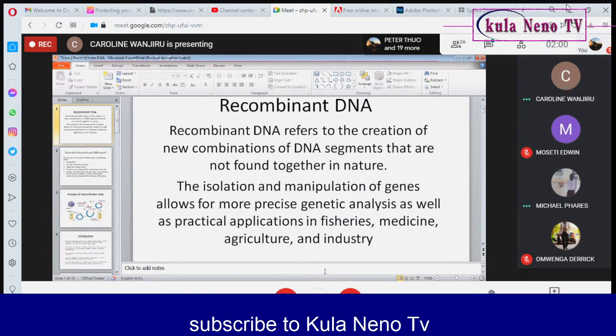So when you cut it, what you normally have, you have what we call sticky ends. Now you need to put it somewhere in a vector. So this is the time you look for a bacterial cell. In the bacterial chromosome, in most bacteria, you get what we call a plasmid. They are very good carriers of genes.